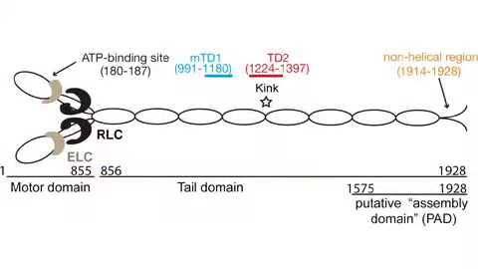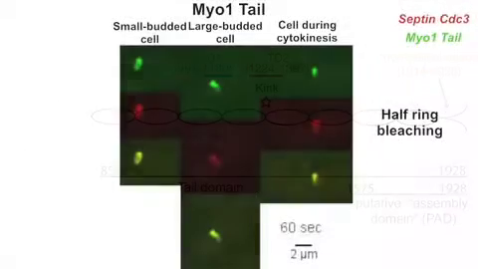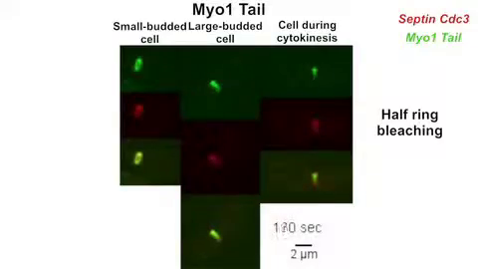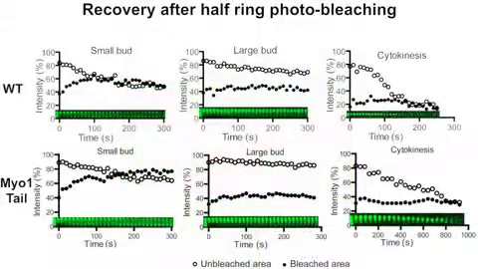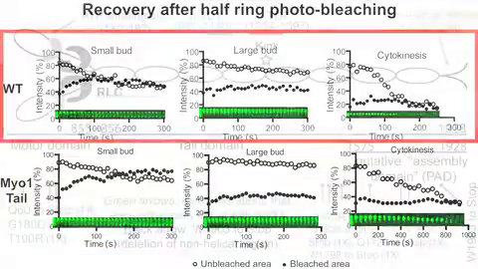Myo-1's immobilization was also independent of its motor activity, as the protein's tail domain, which can assemble into a ring and support cytokinesis, still became immobile during anaphase and telophase. The headless myo-1 behavior during the cell cycle is very similar to the full-length protein.